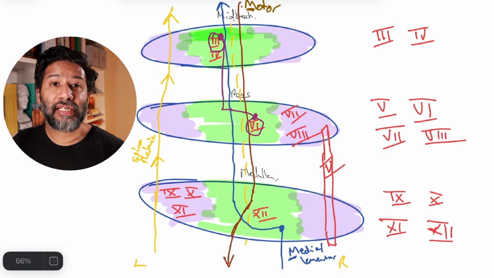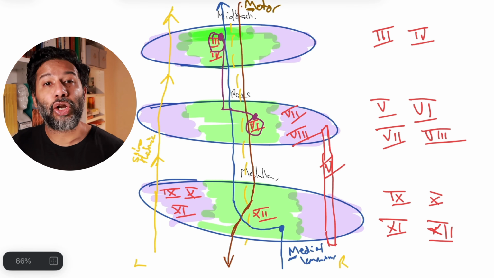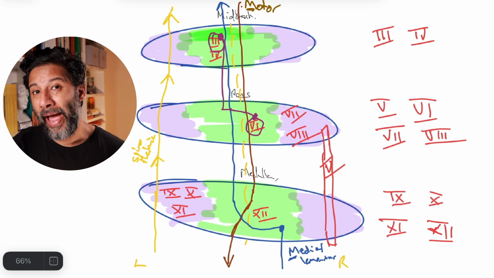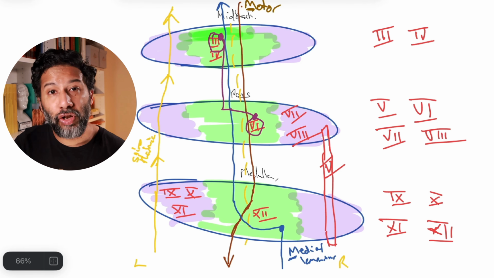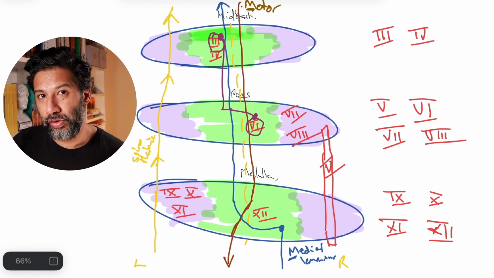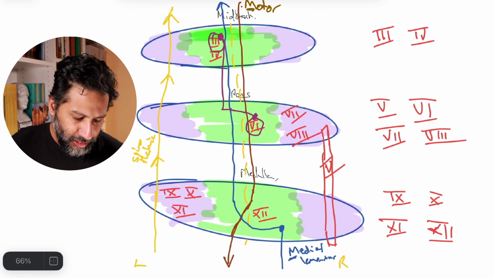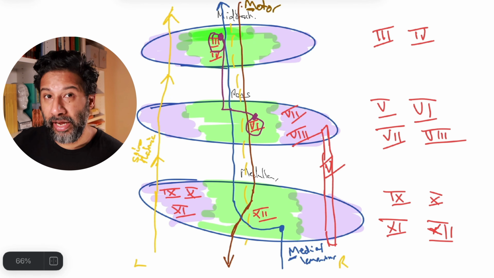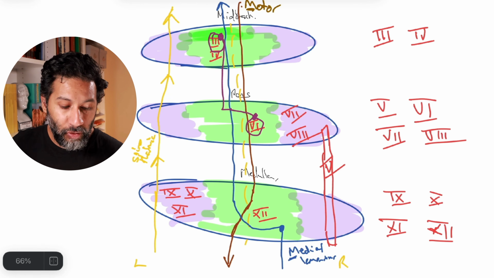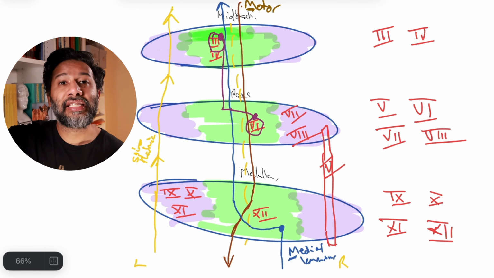The medial lemniscus and the spinothalamic tracts are in different locations in the brainstem itself. So that's helpful for localization, but they're in different locations. The spinothalamic tract is on the side. It goes up on the side. And the only place these two come together is the thalamus.